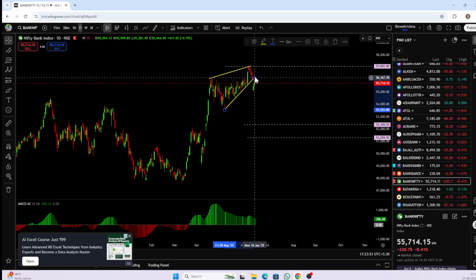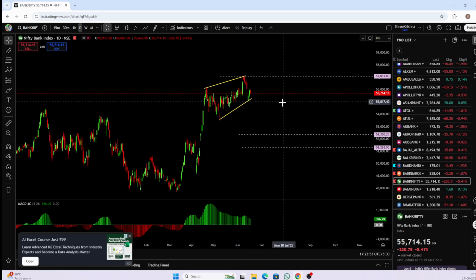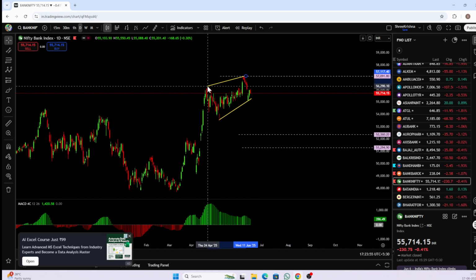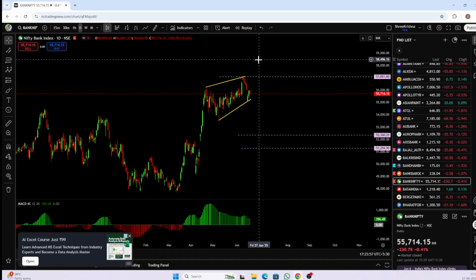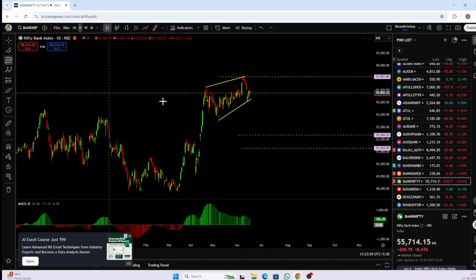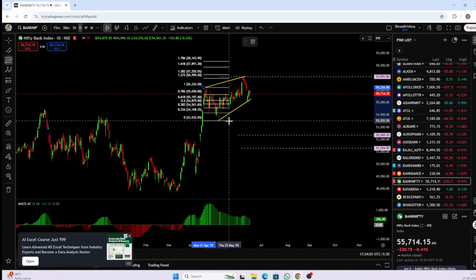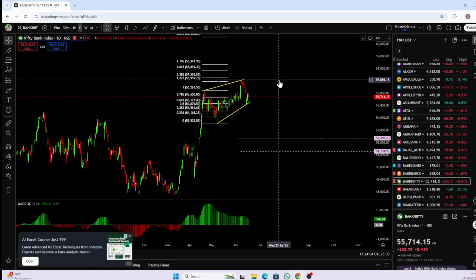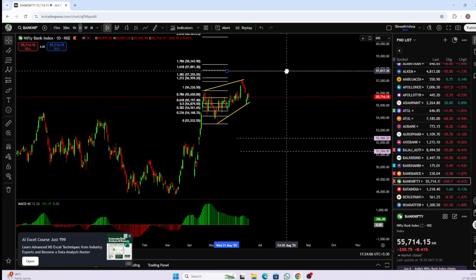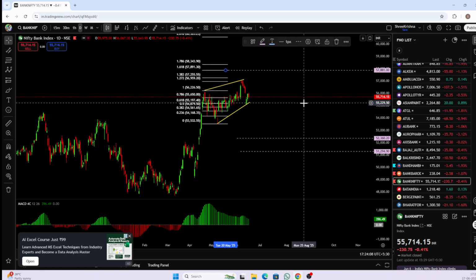Because in my personal view, based on the pattern recognition, this is very likely heading for the upside now. It's heading for 57,800 or 58,300.